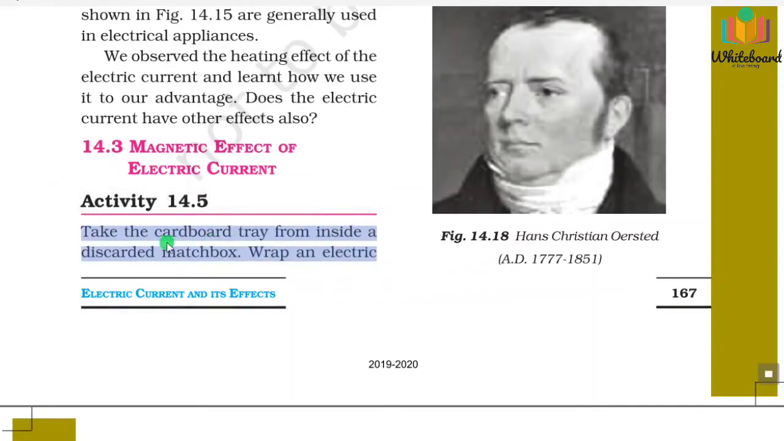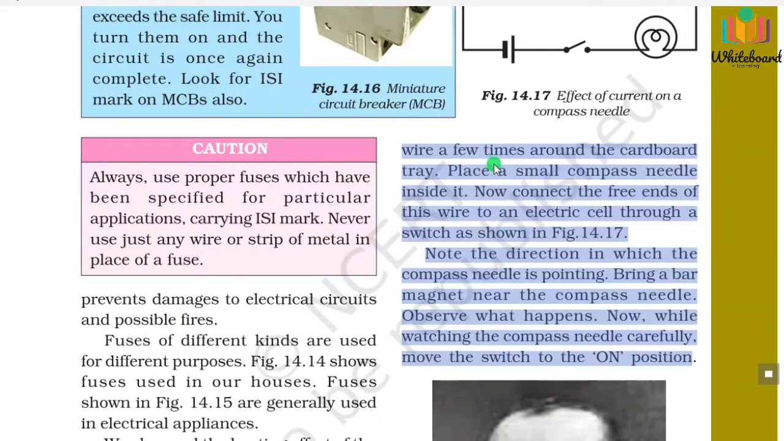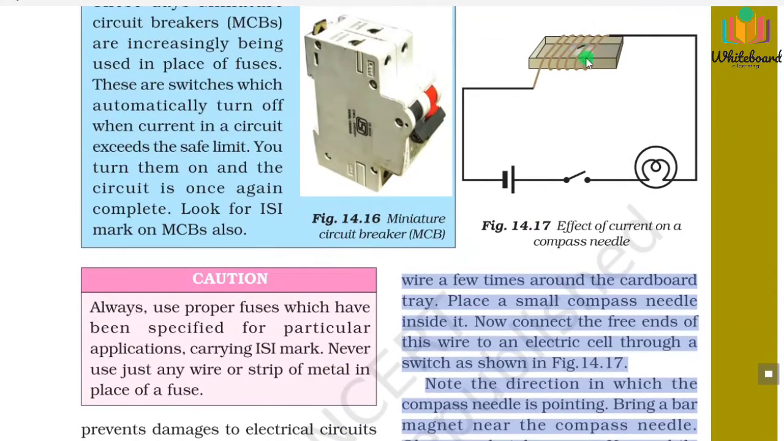Take the cardboard tray from inside a discarded matchbox. Wrap an electric wire a few times around the cardboard tray. Place a small compass needle inside it. Now connect the free ends of this wire to an electric cell through a switch as shown in Fig.